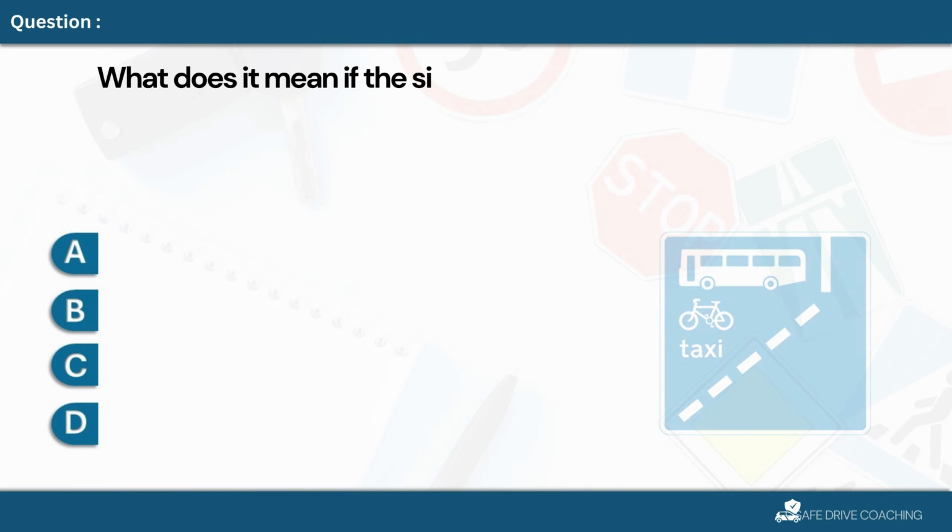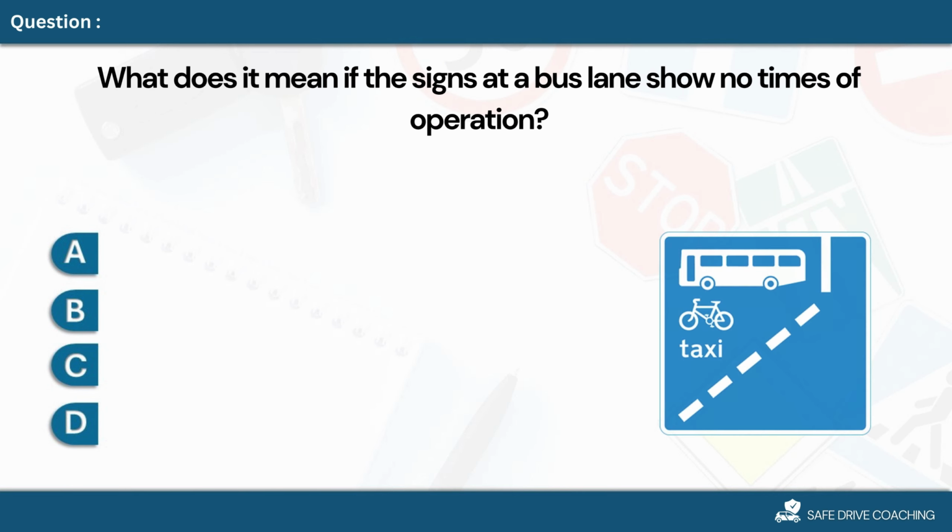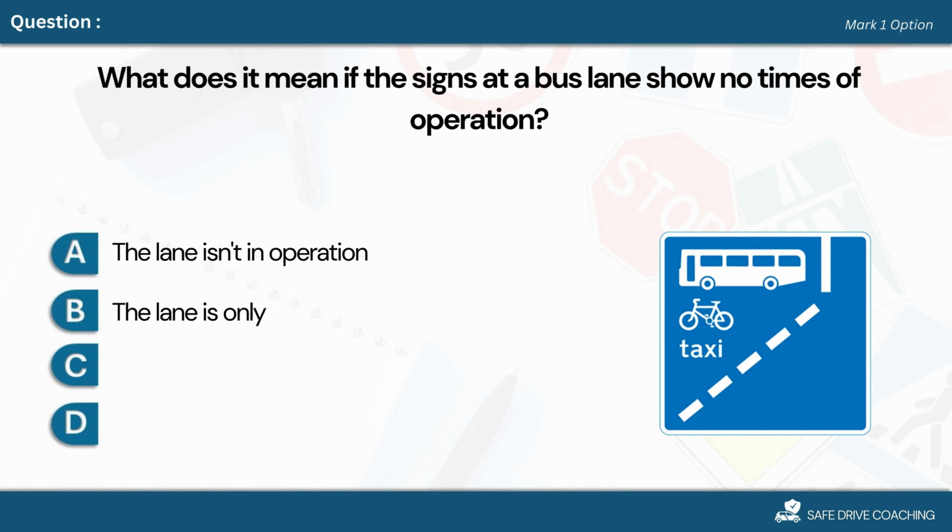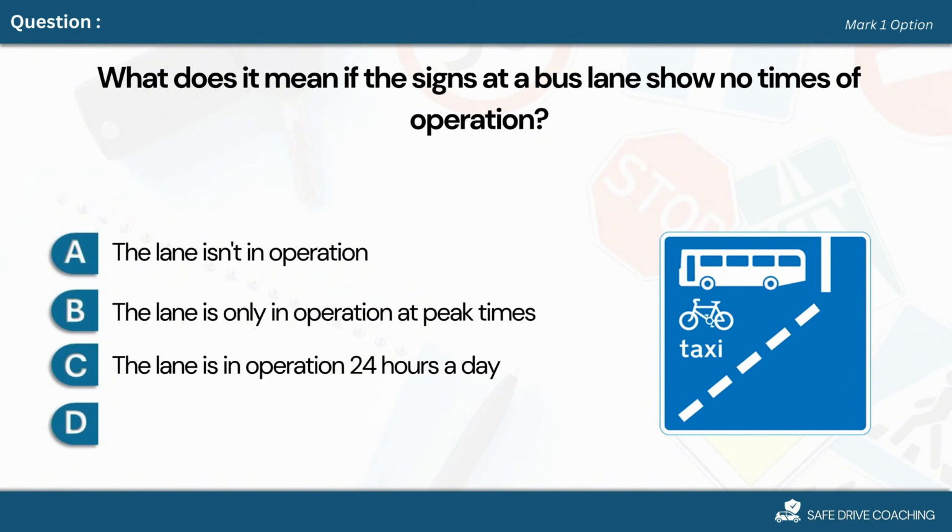What does it mean if the signs at a bus lane show no times of operation? A. The lane isn't in operation. B. The lane is only in operation at peak times. C. The lane is in operation 24 hours a day. D. The lane is only in operation in daylight hours.